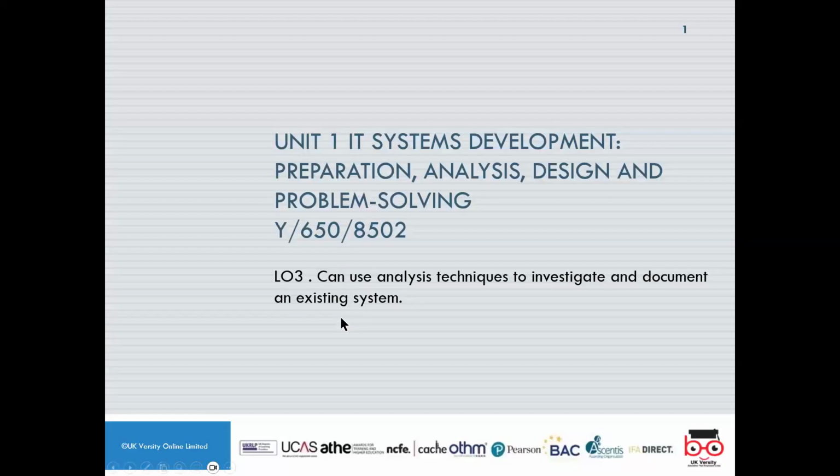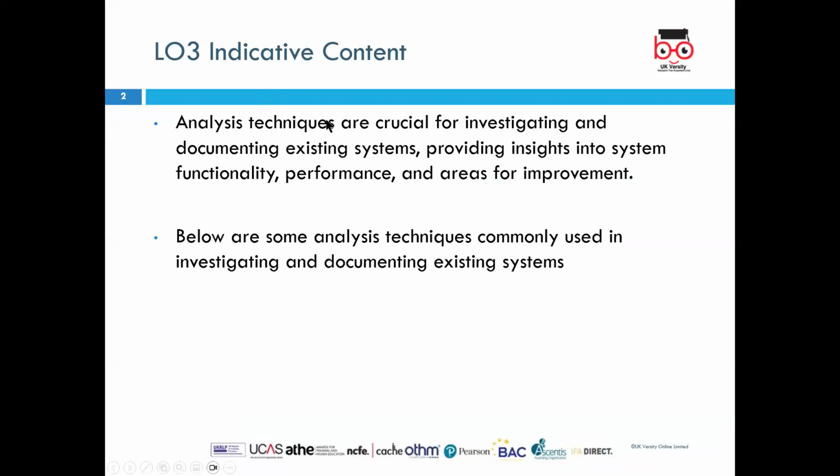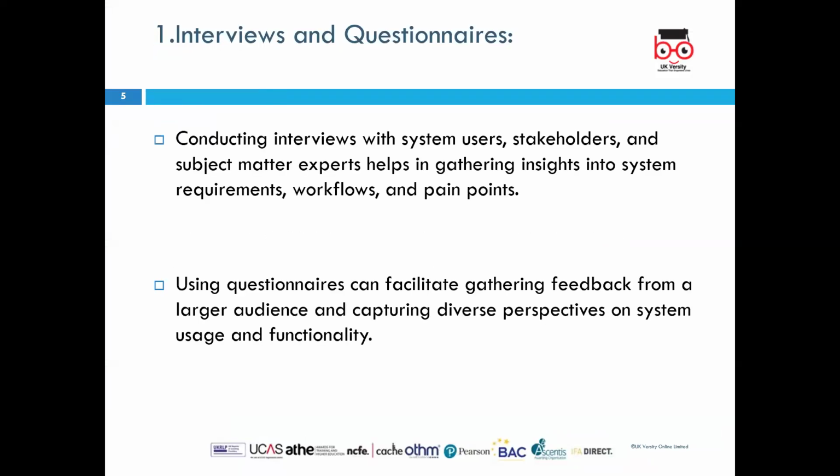Okay, so as we know, when dealing with information systems, it is essential to have a clear understanding of the system's current state. So what does this mean? This understanding will help us to identify strengths, weaknesses, and areas for improvement. So we'll now cover some of the points from our indicative content, where we look into the strengths and weaknesses, and we'll look at what they are in detail.